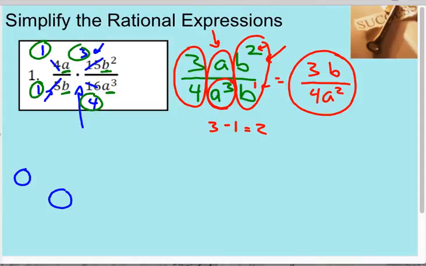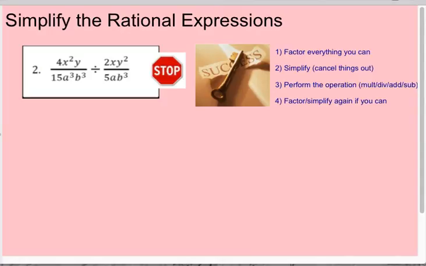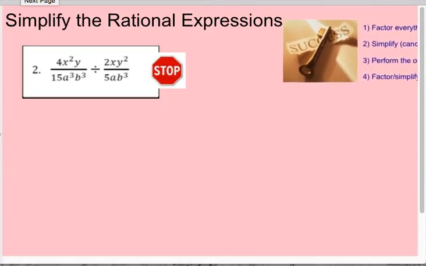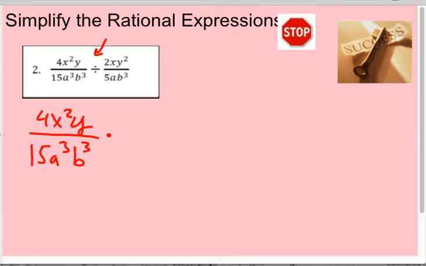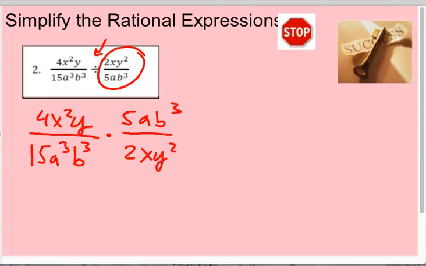So a little bit of multiplying here and simplifying. Has a stop sign here, because the first thing you should check out is, what are we doing? Well, we're dividing. Well, a division problem is just multiplying by the reciprocal. So it's going to be 4x squared y over 15 a cubed b cubed, times flipping what we're dividing by, 5ab cubed all over 2x y squared. Now, multiply numerators, multiply denominators, but before you do that, maybe you can simplify it a little bit.